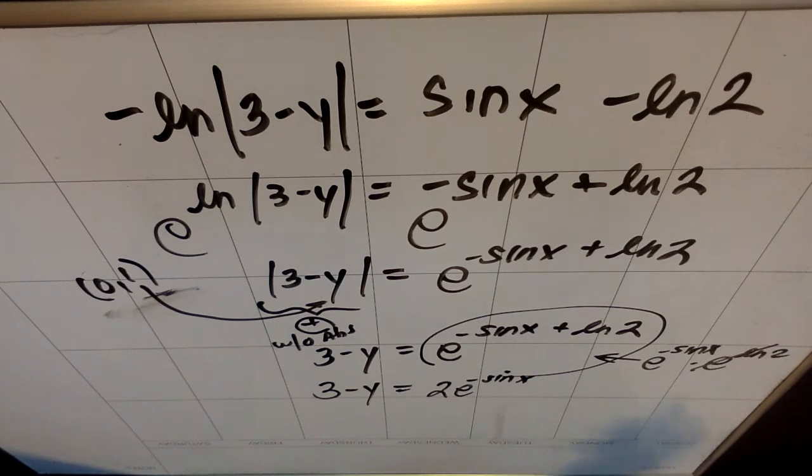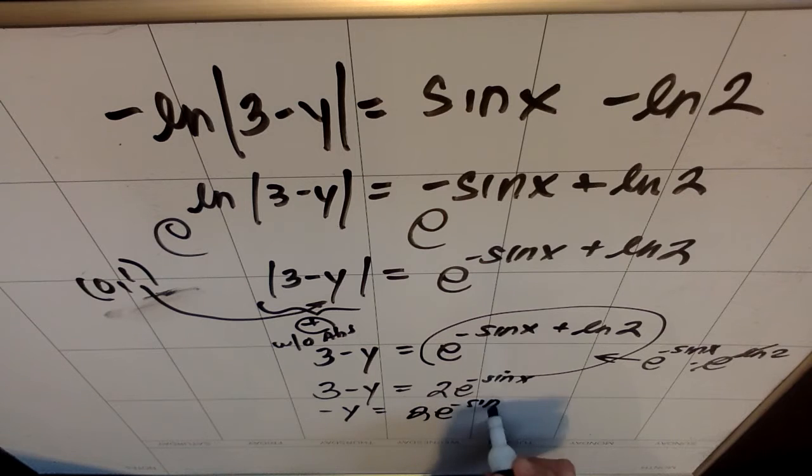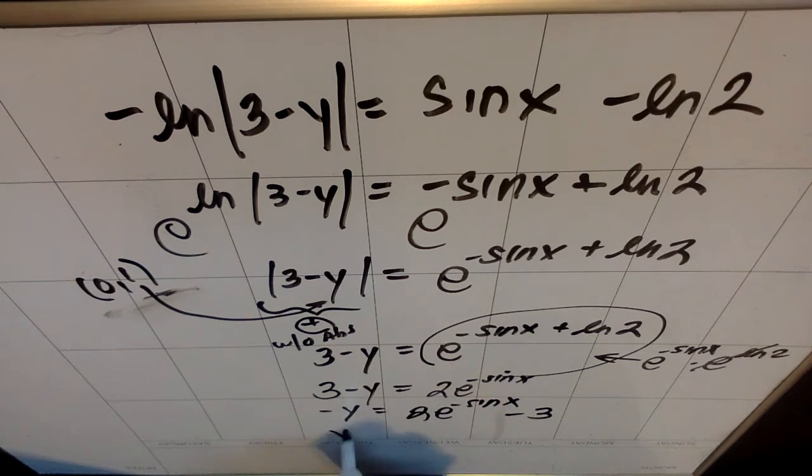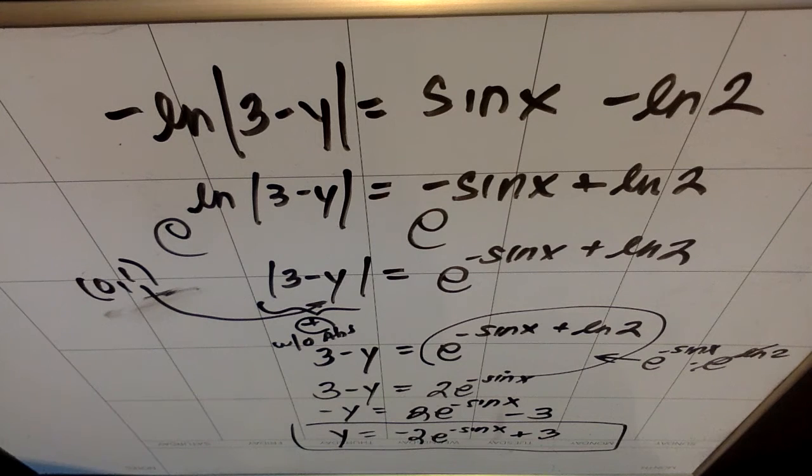And that's the other way you'll often see it if you had gone the other route and solved for y first and found a different c. I'm then going to subtract the 3 over, so I get negative y equals 2 e to the negative sine x minus 3, and then I divide everybody by a negative, and I get that y is negative 2 e to the negative sine x plus 3. And that's my answer.